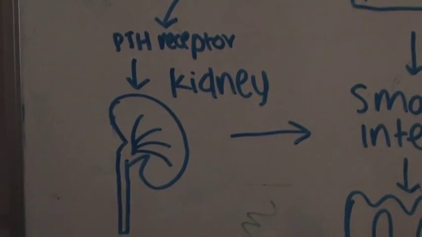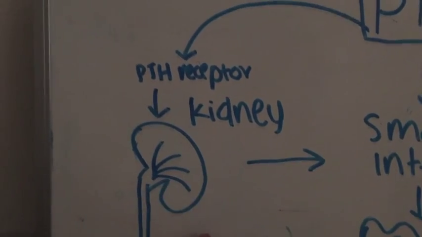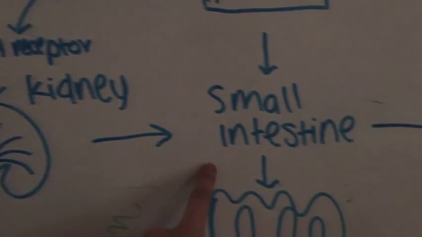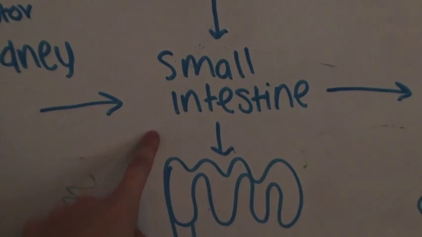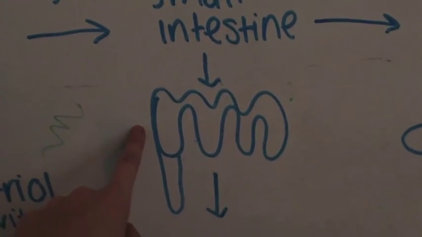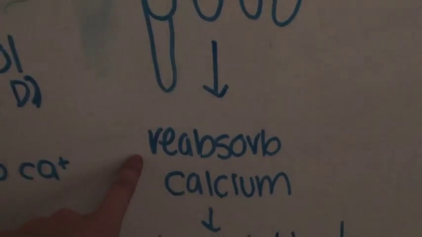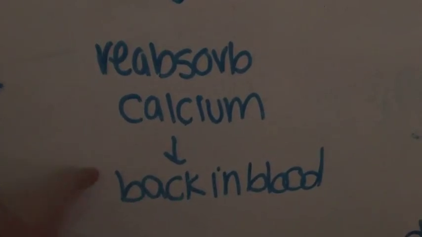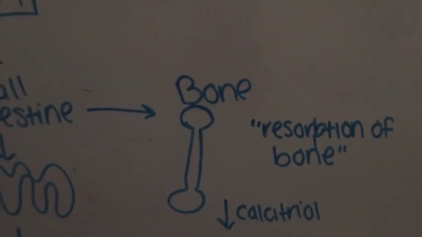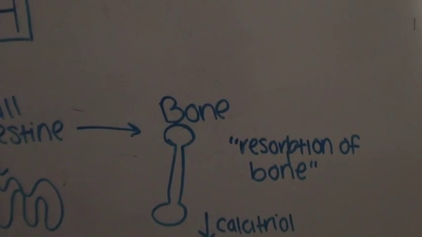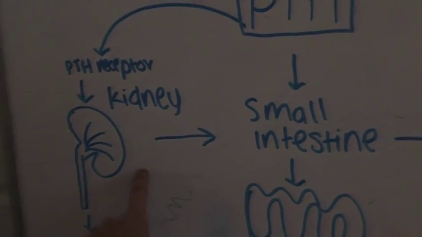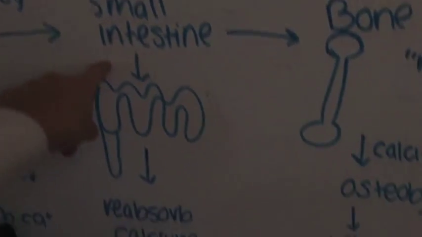Moving forward, the calcitriol that the kidney created can also move to the small intestine. Calcitriol stimulates the small intestine to also reabsorb calcium, which would also put it back into the blood. Now let's move on to how the parathyroid hormone can also indirectly affect bone. The calcitriol that was made in the kidney affects the small intestine, which we just discussed, which reabsorbs calcium and puts it back in the blood.